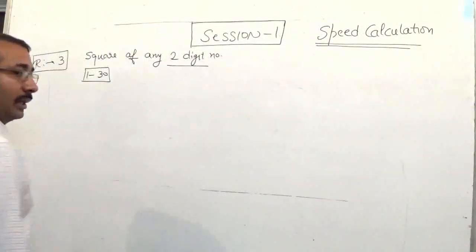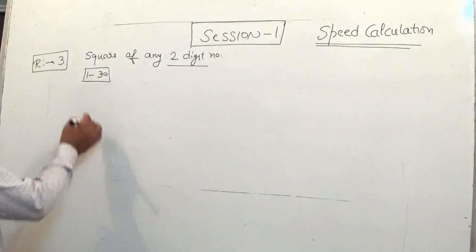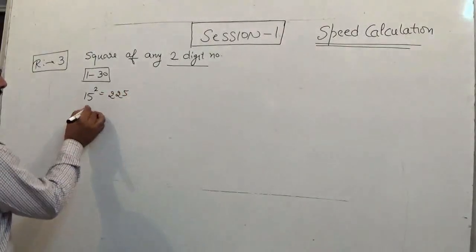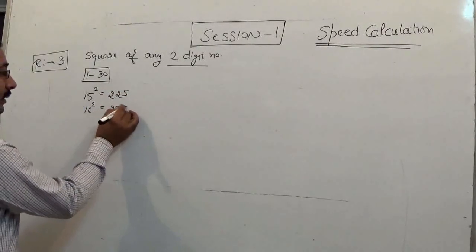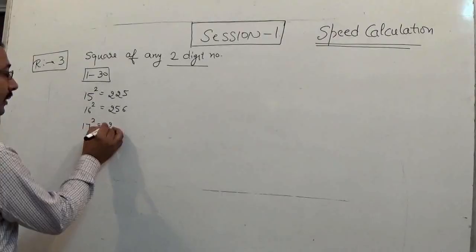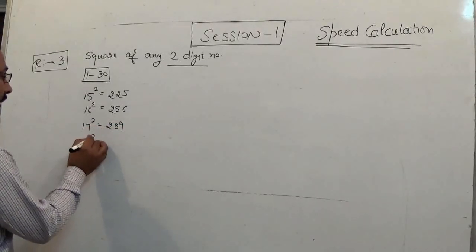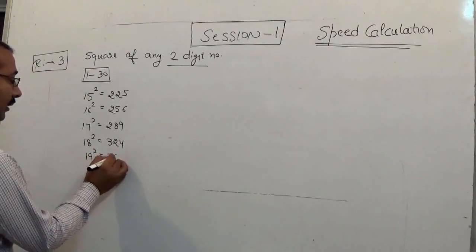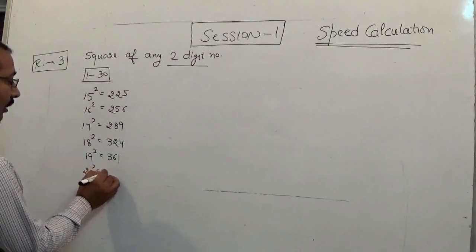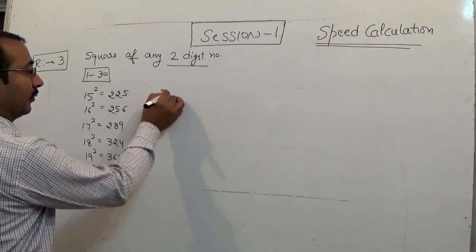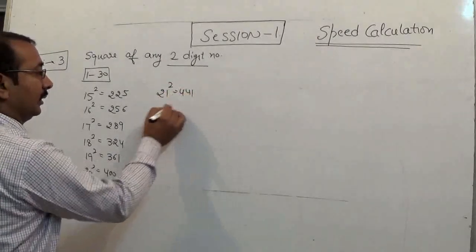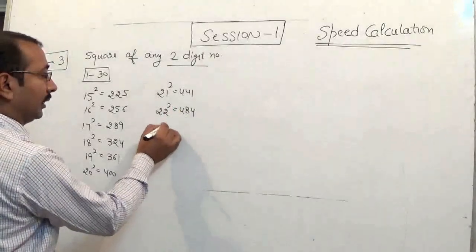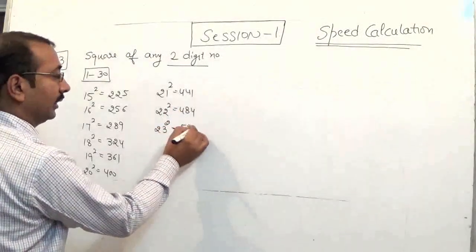And I hope everyone knows the square of 15. This will be 225. Square of 16, this would be 256. Square of 17, this will be 289. Square of 18, 324. Square of 19, 361. Square of 20, 400. After this, square of 21, 441. Square of 22, this is 484. Square of 23, this will be 529.